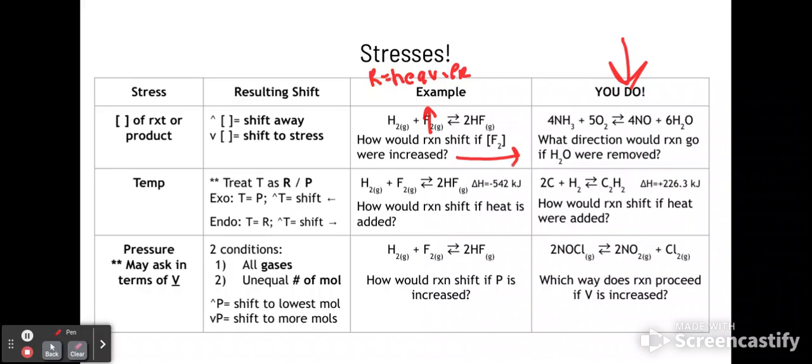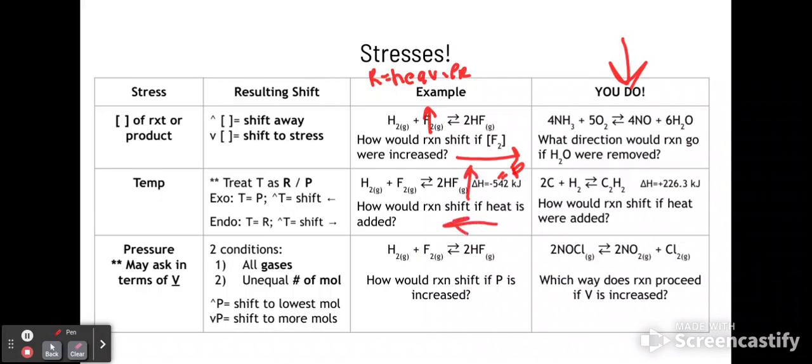So here we've got the same reaction with a change in enthalpy of negative 542 kilojoules, which means heat is a product because it's negative. It was given off. So how would the reaction shift if heat is added? Here we're going to increase the concentration on the product side.